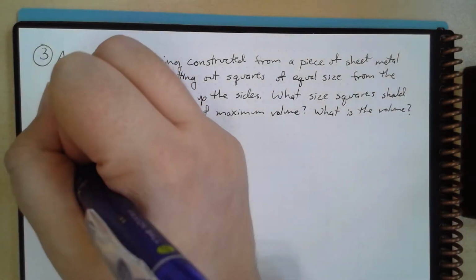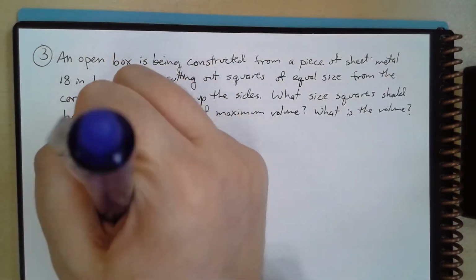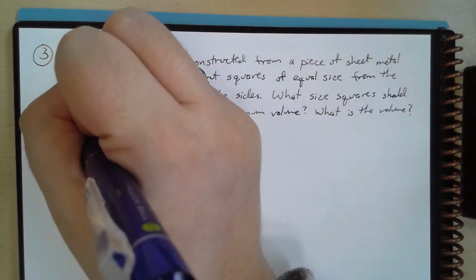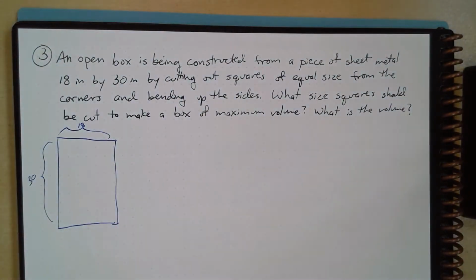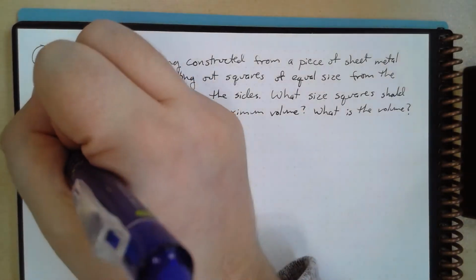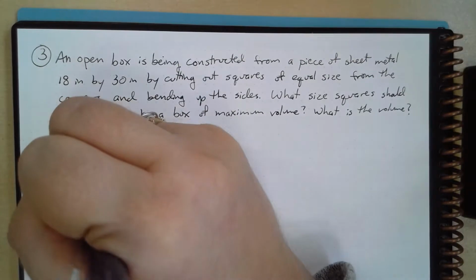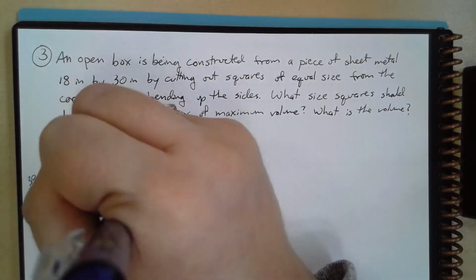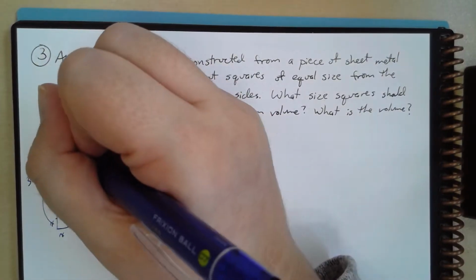Okay, so first I'm going to draw the box. All right, so we've got a box here. The box is 18 inches, so this is 18 by 30. This is 30. Okay, and it's going to cut out equal size squares. So in the corners, we're going to cut out equal size squares, right? And these squares are going to be sides of x. Okay, so x.